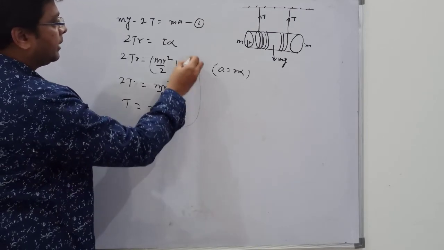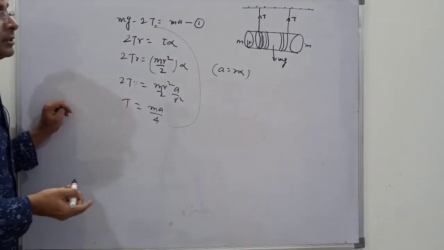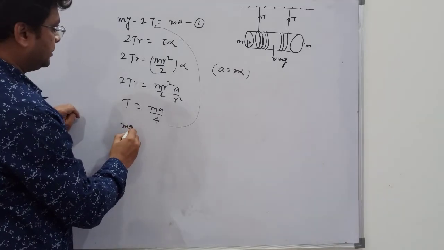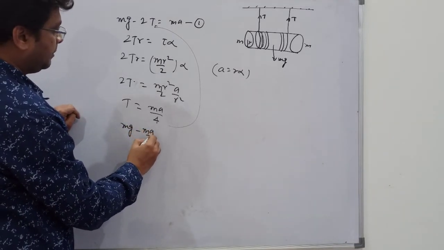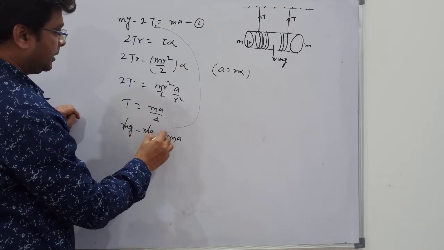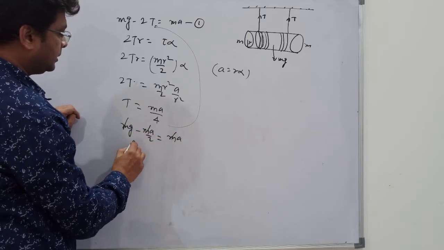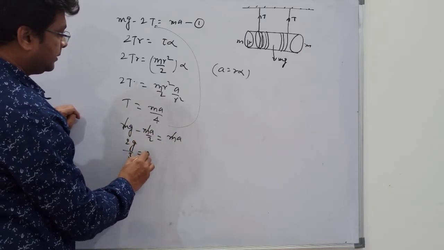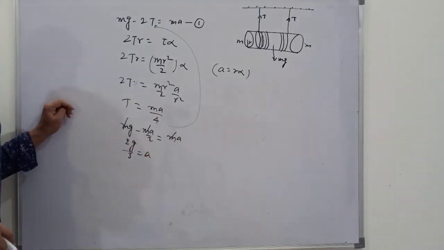इस T को हम लोग यहाँ डाल सकते हैं and we can find the acceleration. So mg minus ma by 2 आ जाएगा ये 2T, that is equal to ma. m तो गया. So g ये हो जाएगा 2g by 3. This is the acceleration. Please note it down.